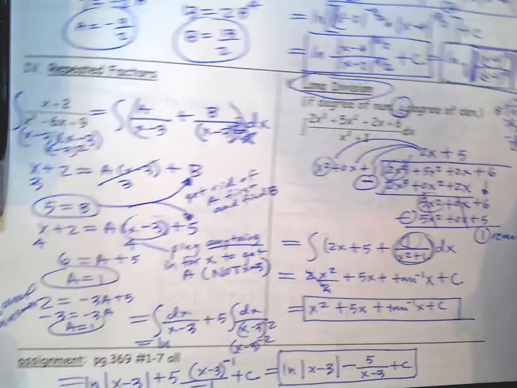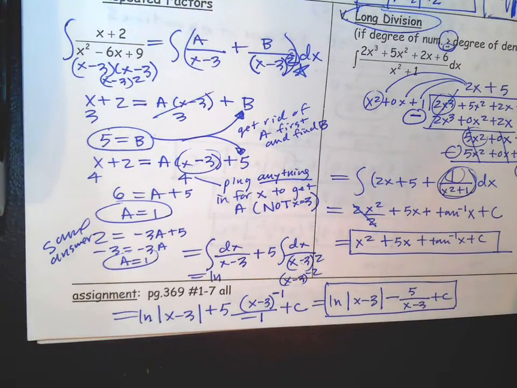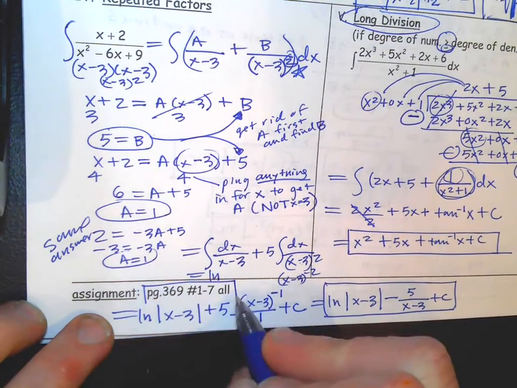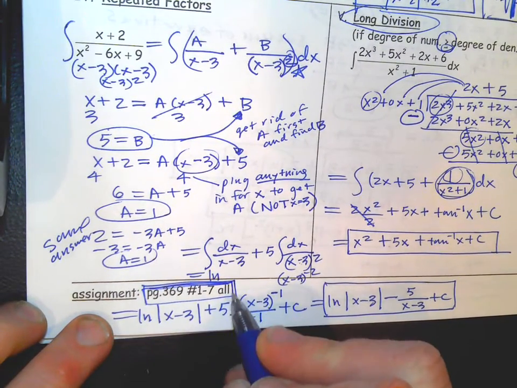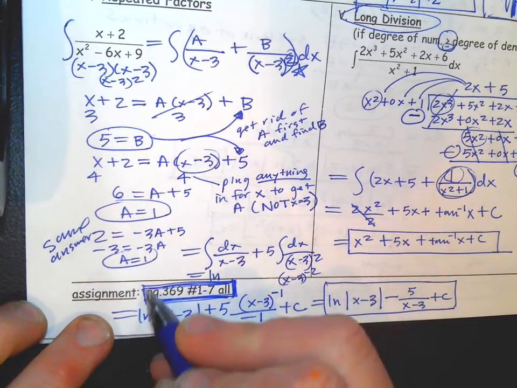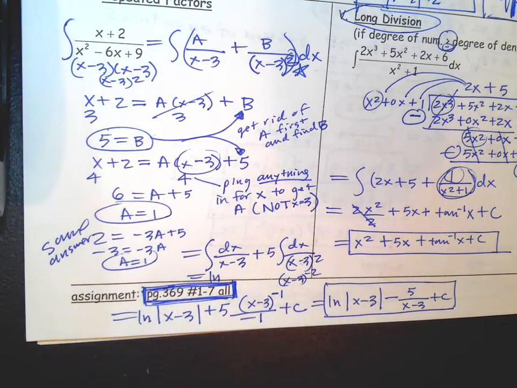So today's assignment, I'm going to try page 369, 1 to 7 all. Check your odds in the back of the book. I'll see if I put the evens online or not, but try these problems and try this new algebra technique of partial fractions.